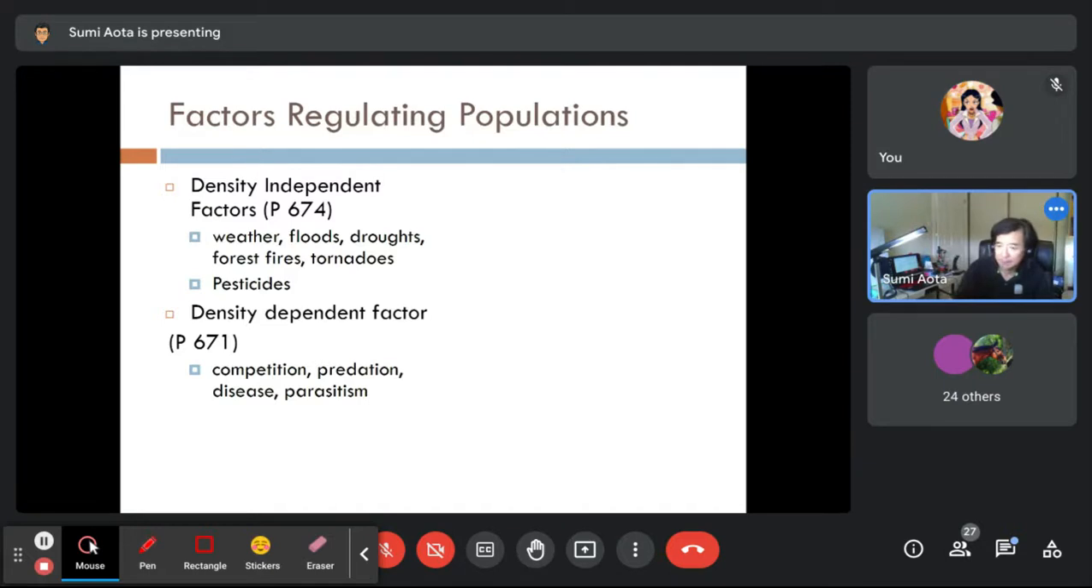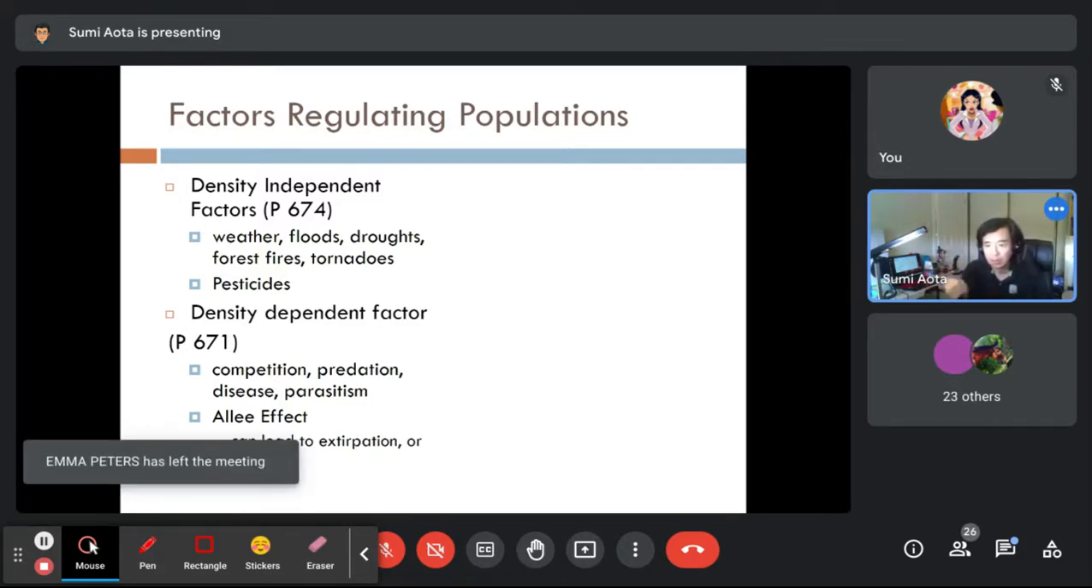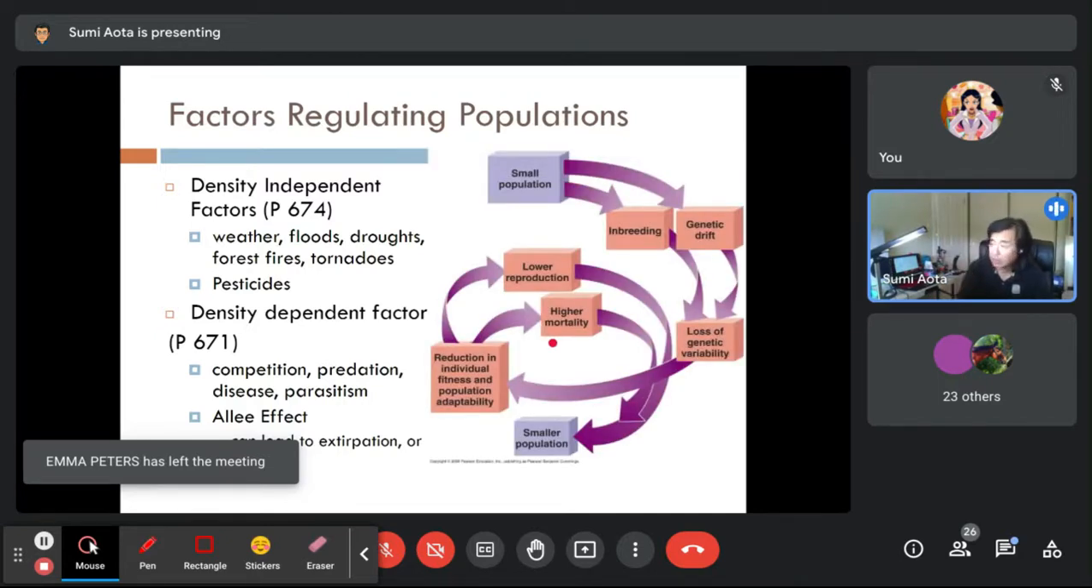Okay. There is another interesting effect called the Allee effect. Now, it's also a density dependent factor, but what's interesting about the first four factors is that the bigger the population, the larger the effect. The Allee effect is the opposite, okay? It has a bigger impact the smaller the population is, okay? What that means is this.